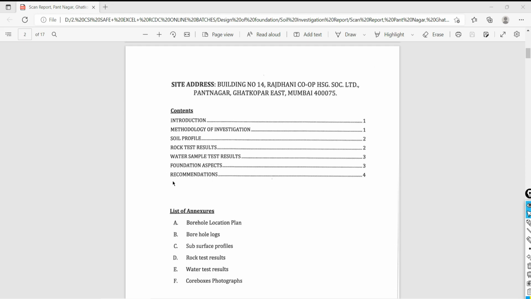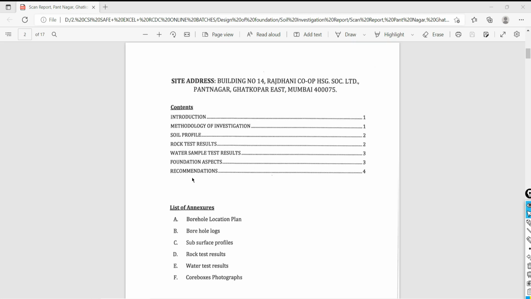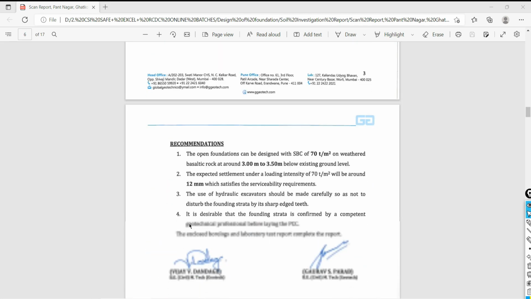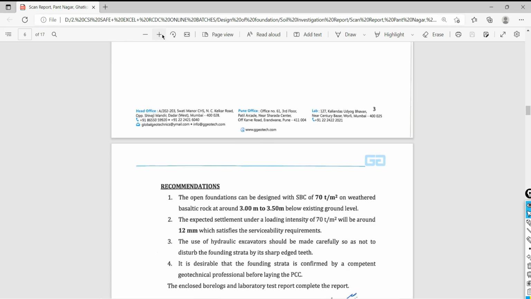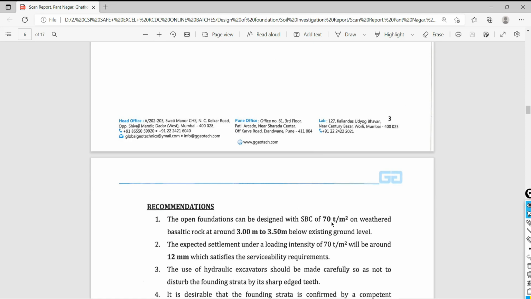Then foundation aspects and recommendation. Finally, the recommendation will be there. Let's come to this recommendation. What is the recommendation? The open foundation can be designed for the SBC. What SBC has been given for this project? 70 tons per square meter.